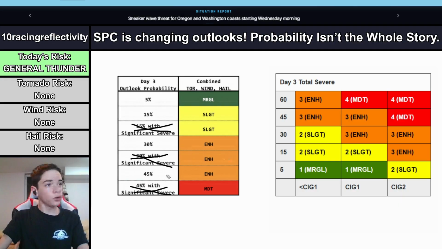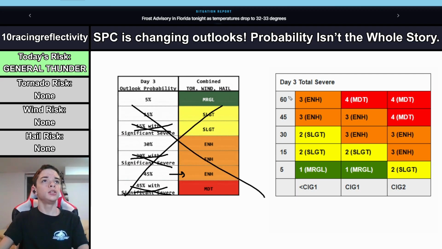For 45% hail, it would also be an enhanced, but as you get to CIG 2, you can get to a moderate risk. So that is an update there. And finally, the brand new, I'm just now noticing, 60%, we can have enhanced for less than CIG 1, but a moderate risk for CIG 1 and CIG 2.